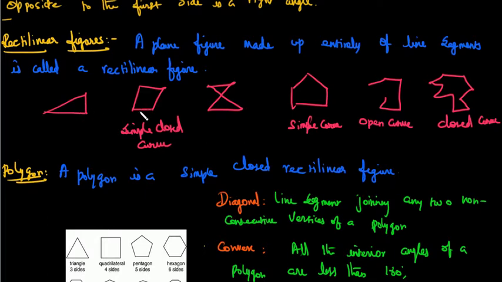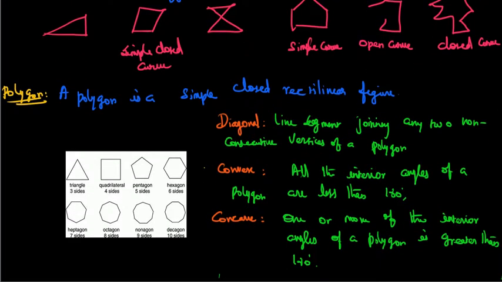Can we say this is a polygon? Yes, this is a polygon. Can we say this is a polygon? No, because it's not simple, so you cannot say this is a polygon. This is not a polygon, because it is not closed, though it's simple. Is this a polygon? Yes, it is a polygon because it is simple and it is closed.